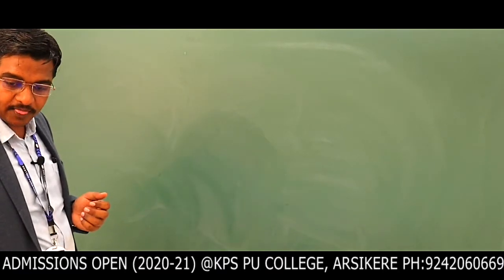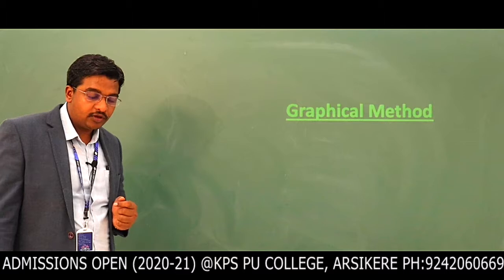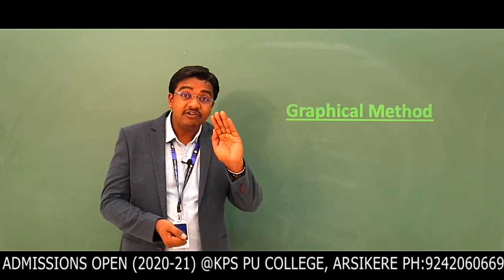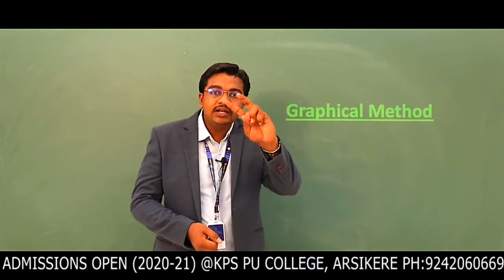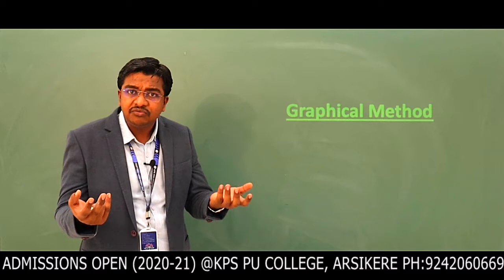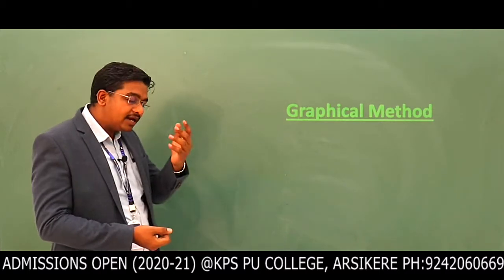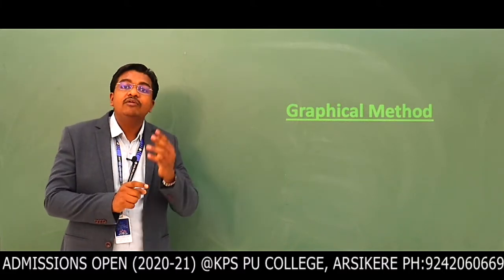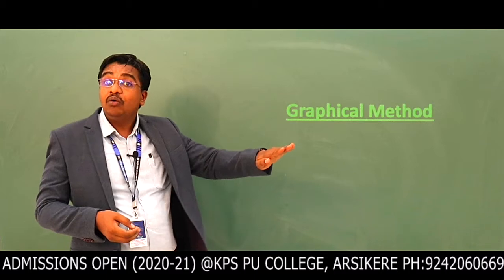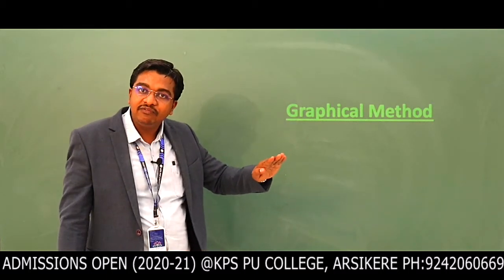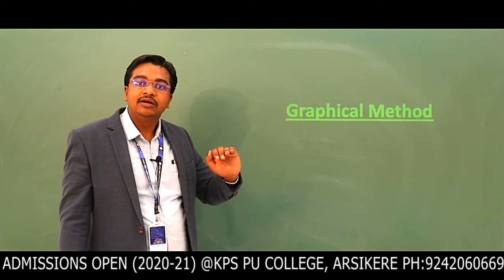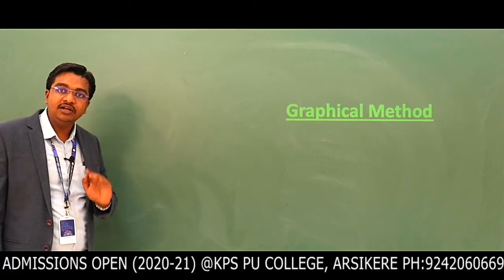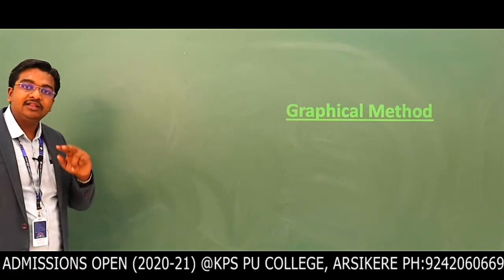First, I would like to discuss the graphical method. Just observe here. We already discussed that the graph of a linear equation is a straight line. So when you get a pair of linear equations, they represent two straight lines. In two-dimensional geometry, or in the coordinate plane, when we have two straight lines, either they intersect, or they are coincident, or they are parallel. These are the three conditions we will observe.